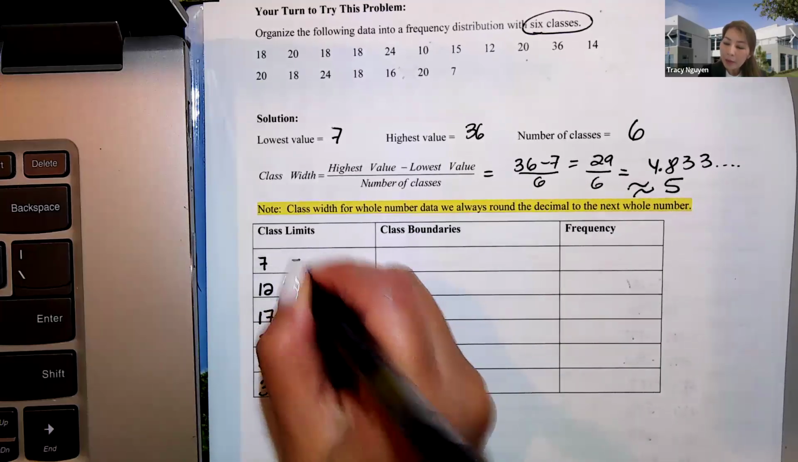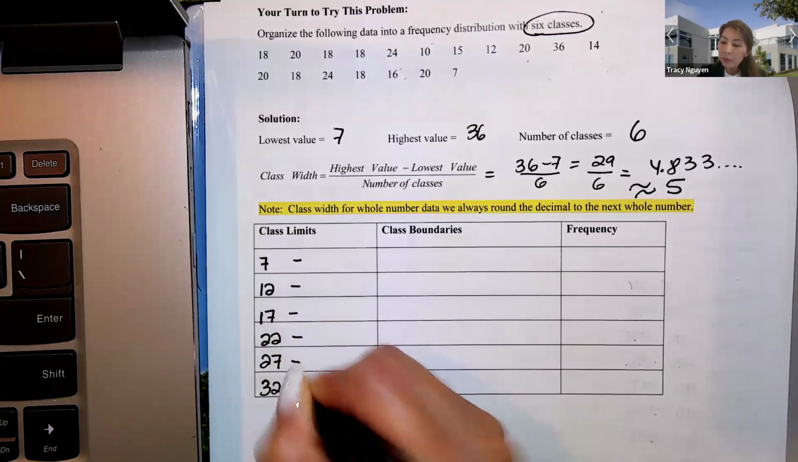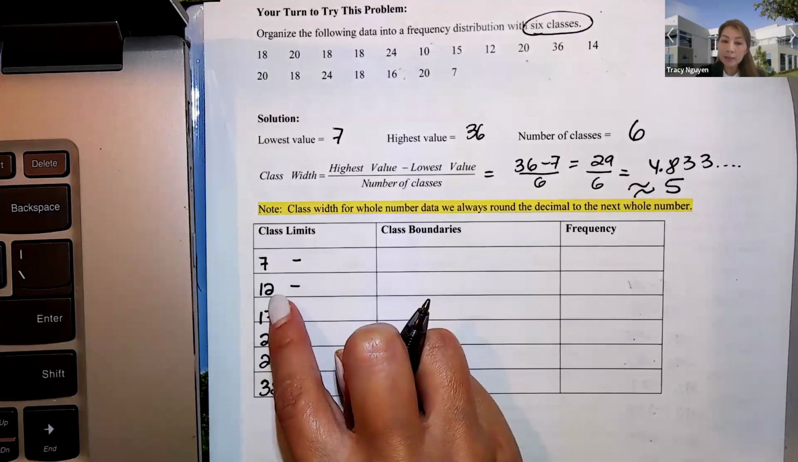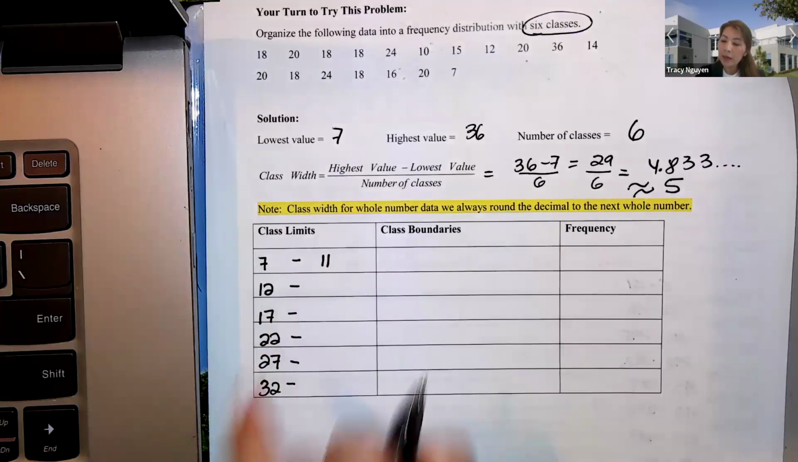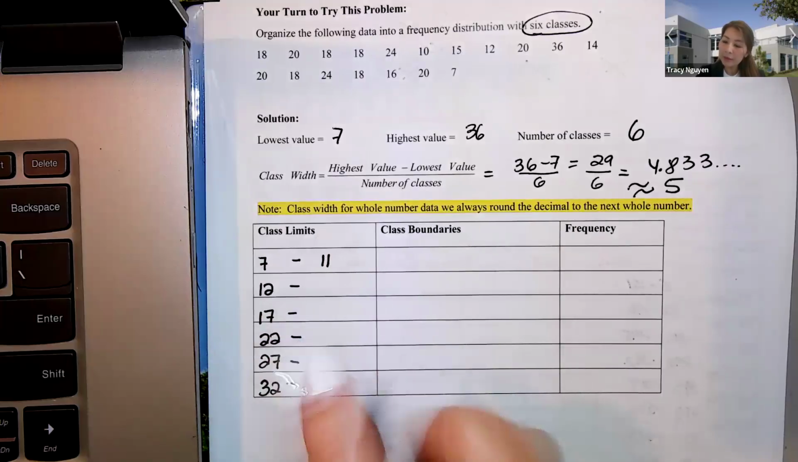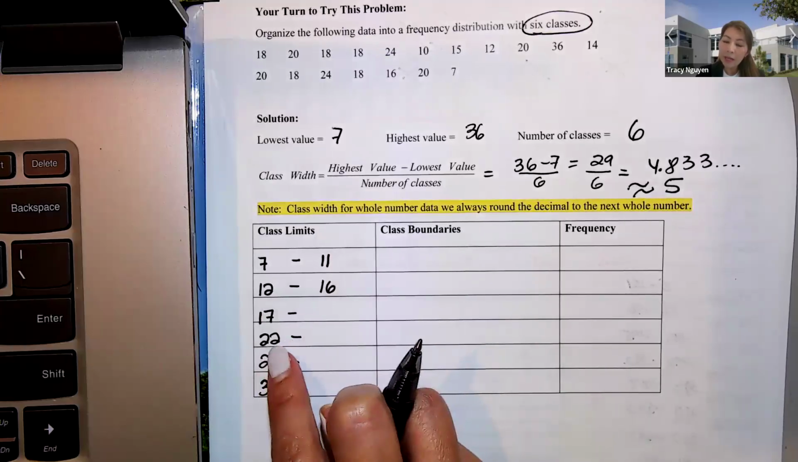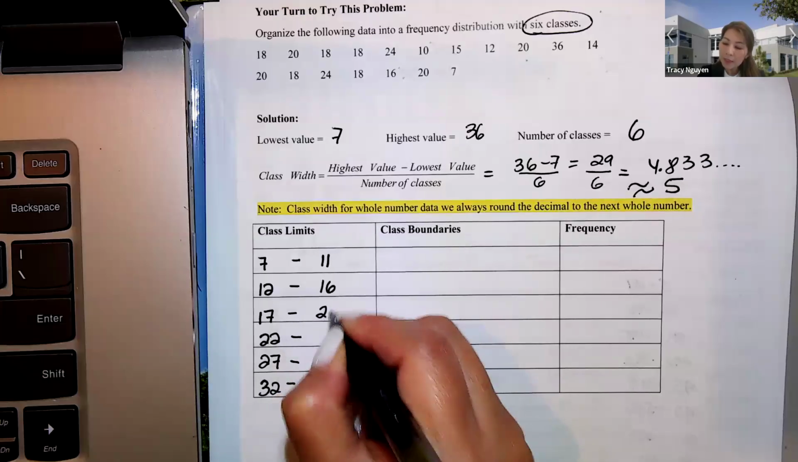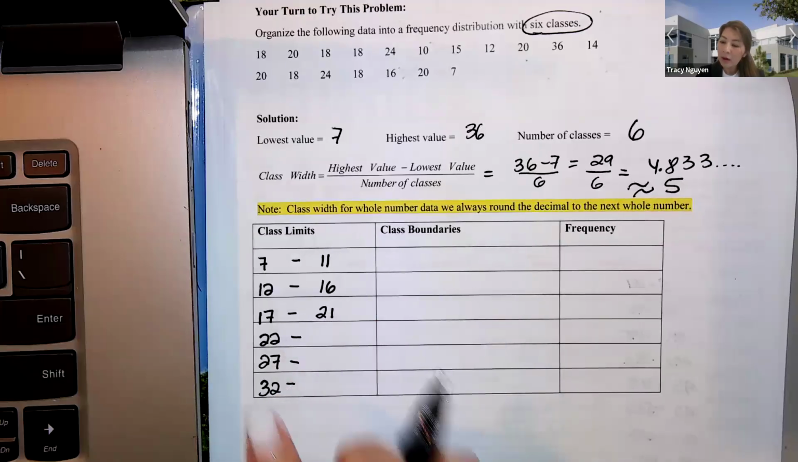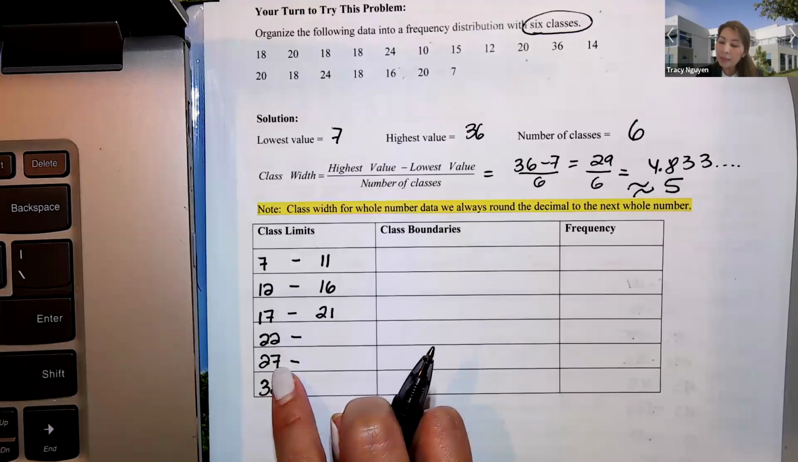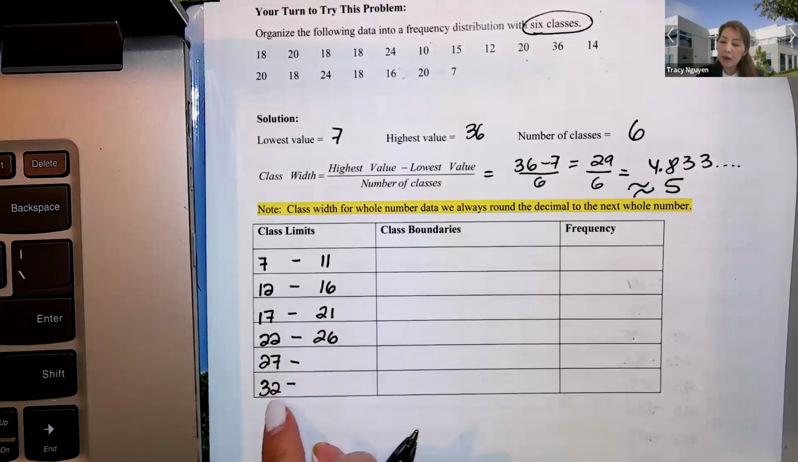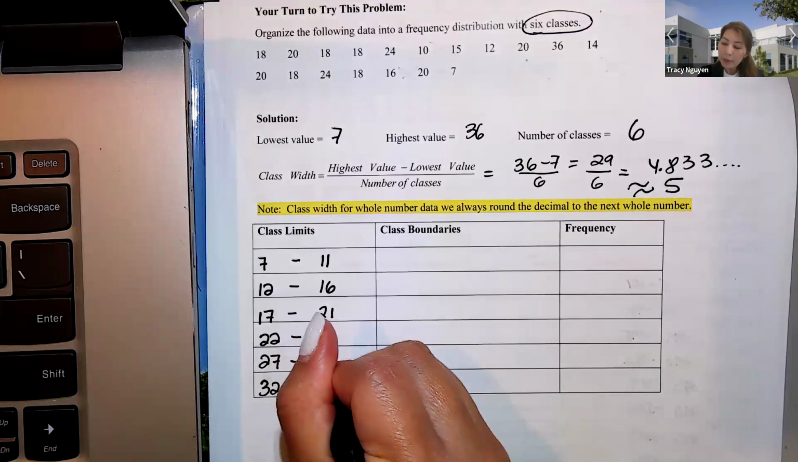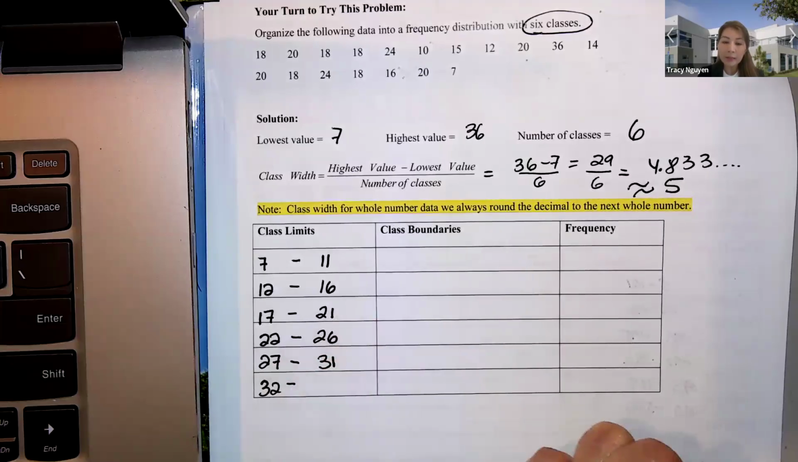So now, think about the upper class limit here. We start our second class limit at 12, meaning that our first class limit will have to end at 11. Our third class limit starts at 17, meaning that our second class limit has to end at 16. Our fourth class limit starts at 22, meaning that we would have to end at 21. Our fifth class limit starts at 27, meaning that we have to end at 26. And our last class limit starts at 32, meaning that the one before that has to end at 31.